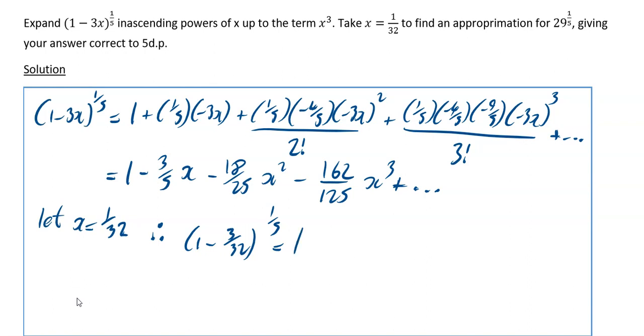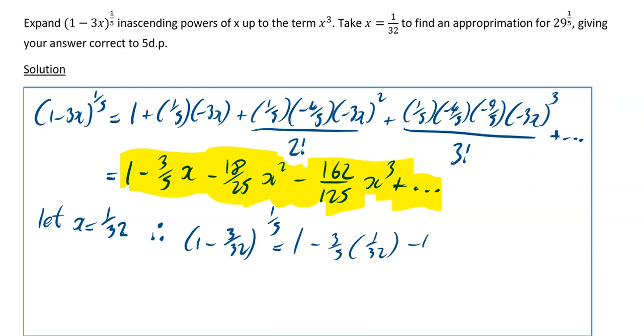My right-hand side would be 1 minus, so I'm putting my 1 over 32 into this big expansion that we just worked out to see what we're going to get. So it's going to be 1 minus 3 over 5 times 1 over 32, minus 18 over 25 times 1 over 32 squared, minus 162 over 125 times 1 over 32 cubed. Dot, dot, dot for good measure.